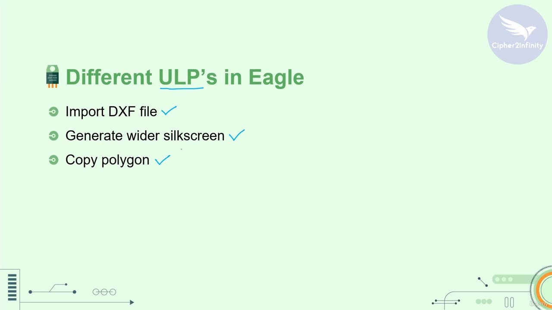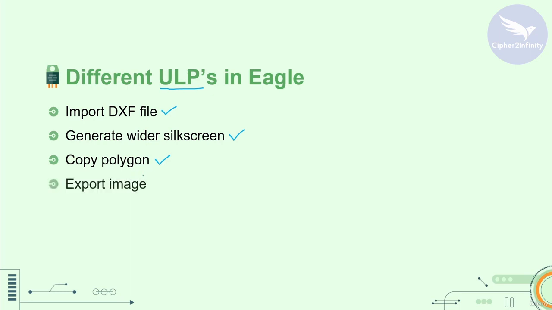So in the previous video, we created the polygon for the top layer, and also we created the polygon for the bottom layer. With the help of this ULP, you can copy the polygon which is on the top layer, and generate another polygon for the bottom layer. With this particular ULP, you don't have to create the polygon one more time. You just have to create the polygon once, and later you can copy the polygon by running this script. Again, I will show you the demonstration for this as well.